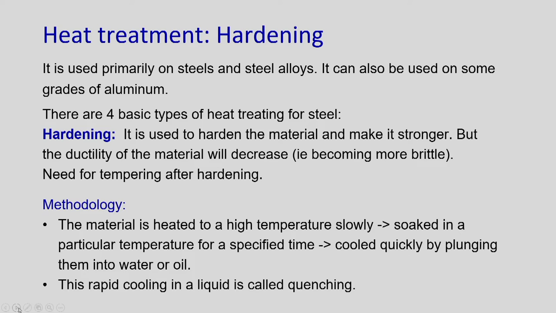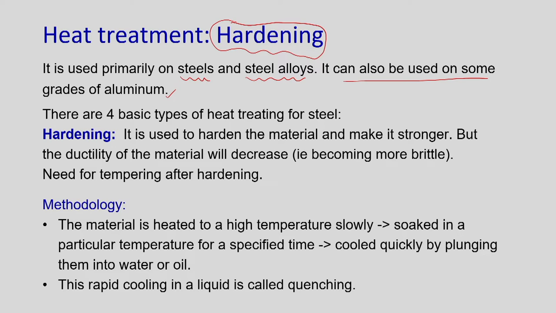Now let us see what are the various heat treatment processes being used in the industry. The first and very prominent heat treatment process is the hardening process. It is primarily used to process steels and steel alloys. It can also be used to process or to treat some of the grades of aluminum as well.